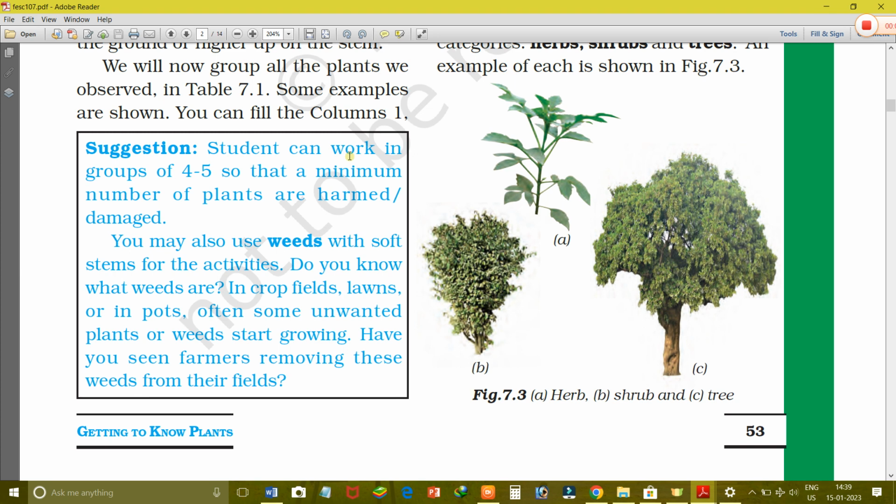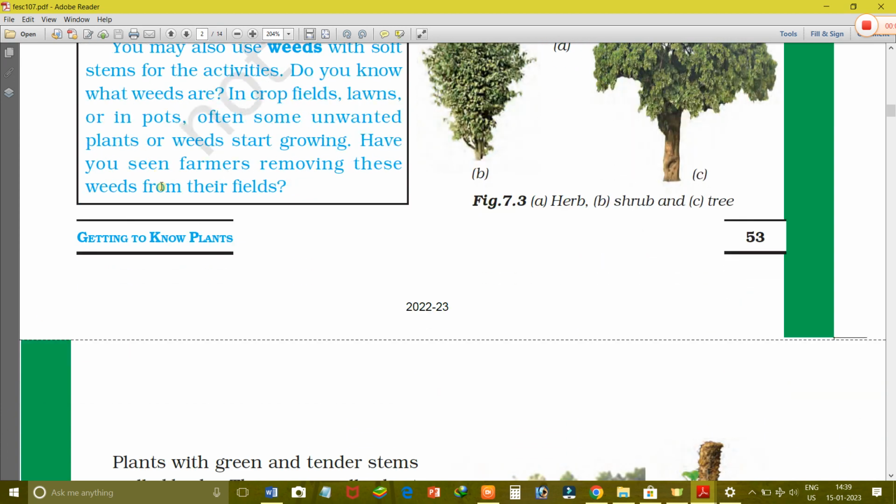Do you know what weeds are? In crop fields, lawns, or in pots, often some unwanted plants or weeds start growing. Have you seen farmers removing these weeds from their fields?